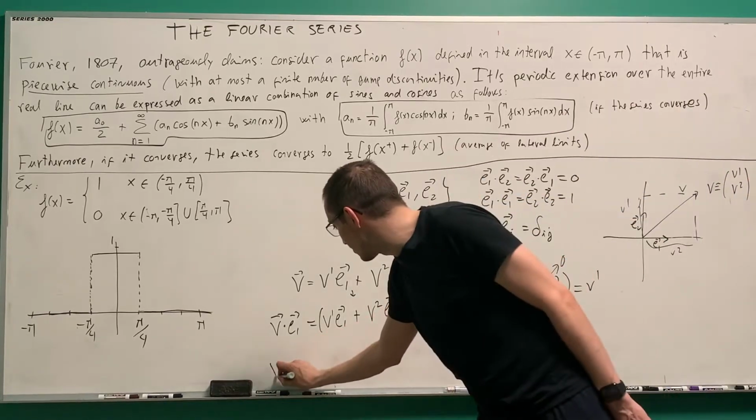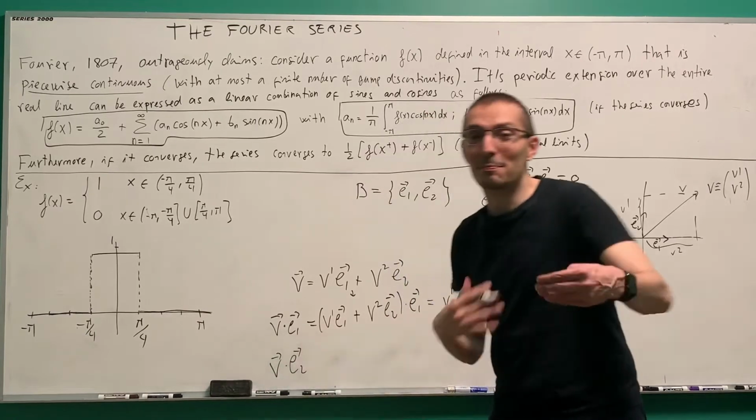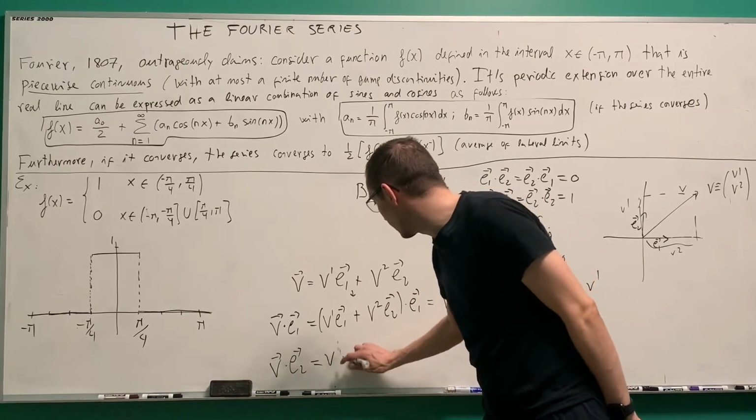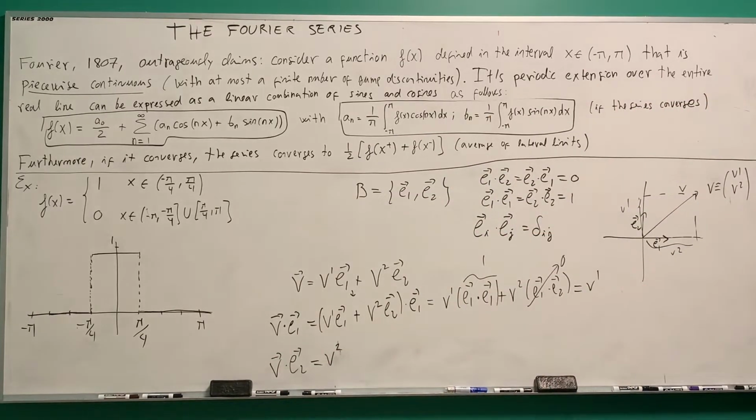Indeed, the projection of V on the elements of the basis, the inner product of V and the elements of the basis, gives me the components of the vector, right? Same with the second component. That's something that you've seen in linear algebra.